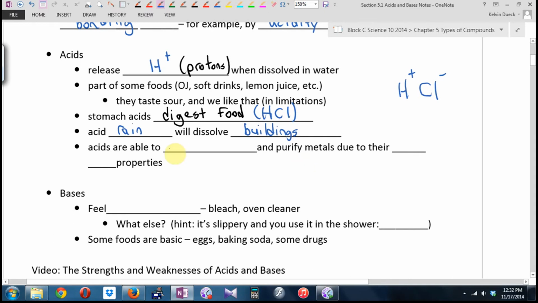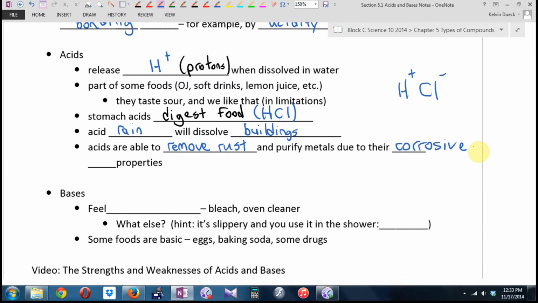Some positives: acids are able to remove rust and purify metals due to their blank. Now, the word you guys all said when acid went on you is burning. That's not the fancy science word. There's a fancy science word for burning. It begins with the letter C. Very nice. Due to their corrosive properties. And for some reason, the line divided in two there, but that's one word. Okay.